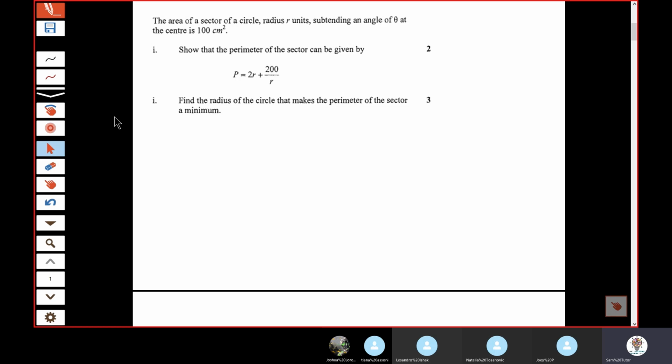I'll start with I. The area of a sector of a circle subtending an angle of theta to the center is 100 centimeters squared. That means I would have had this. Correct? And then which formula for a sector did you guys use? Just so we know we're on the same page.